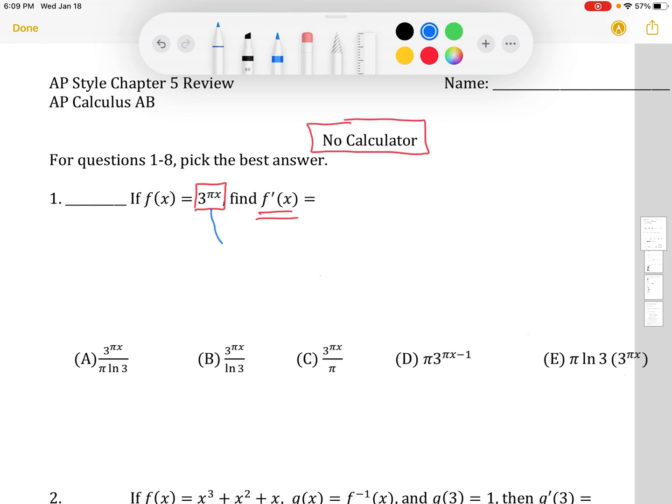To use the shortcut to help you memorize, let's think through if this was e to the pi x. If it was e to the pi x, you would write the original and then multiply by the chain rule derivative of the exponent. So again, it'd be like e to the pi x times pi. Because it's not e, we have to factor in the log of 3, and we do that with natural log of 3. So this is a helpful way to remember the shortcut for deriving exponential functions. And so that matches up with letter E.